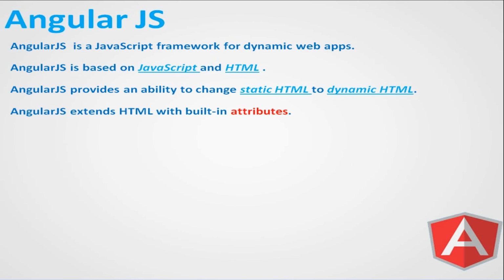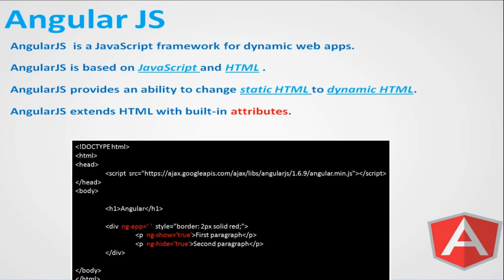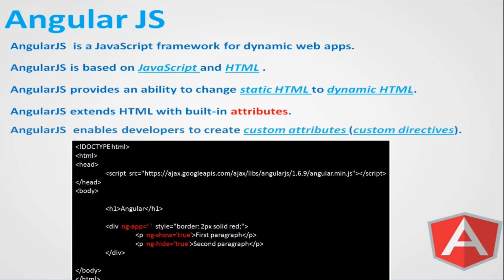AngularJS extends HTML with built-in attributes. Built-in attributes like ng-app, ng-show, and ng-hide. These built-in attributes are called directives. AngularJS enables developers to create custom attributes, custom directives.